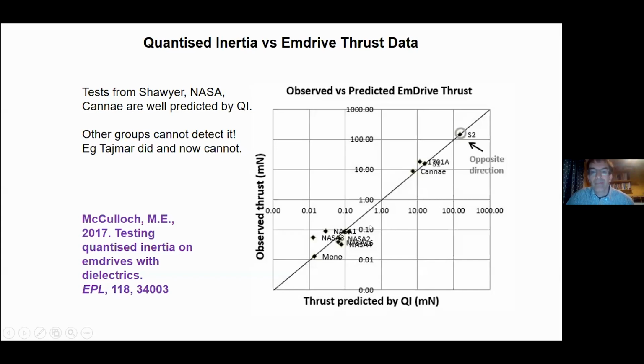So this is some data for the M drive. This is a plot showing the thrust predicted by quantized inertia on the x-axis and the observed thrust up the y-axis, and you can see the theory does quite well predicting the thrusts. But with the M drive, it seems that some groups can detect it and some groups can't. For example, Roger Scheuer obviously detected it. Harold White at NASA detected a signal and a thrust. Even Martin Tajmar in Germany did at one point, but now he cannot. And I think NASA had a second try and they couldn't detect any thrust the second time. So it's still very controversial.